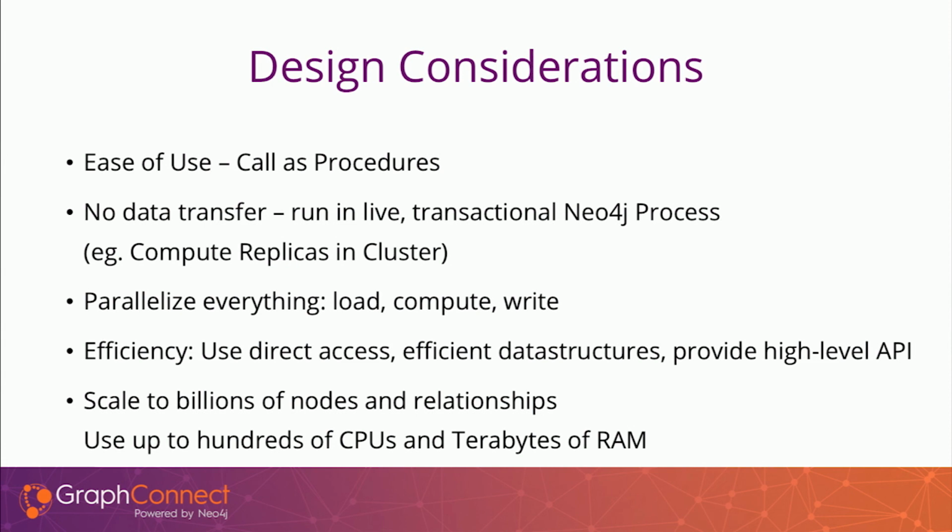The design considerations for implementing this: we really wanted it to be efficient and fast, so we parallelized everything. So we parallelized the loading from Neo4j, the computation, and the writing back. So we can utilize all your CPUs. If you have a lot of CPUs, like on the new cloud instances, you get 128 CPUs, which are really cool. And we wanted to implement a higher level API that you can use to write graph algorithms against, which we call Graph API.